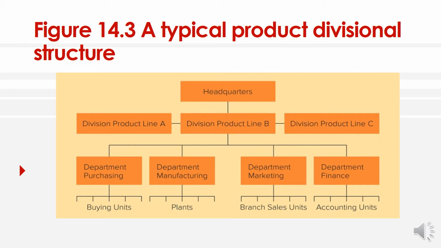The purchasing, manufacturing, marketing, and finance units are at the next level up and report to each of the three divisions. The three divisions are product line A, product line B, and product line C. These three divisions appear on the next level. These three division product lines all report directly to headquarters, which is at the top of the chart.